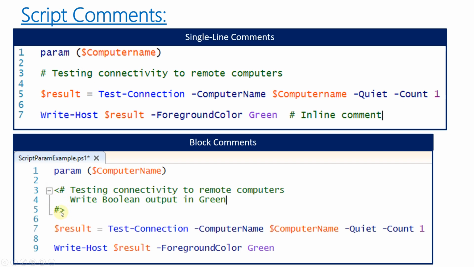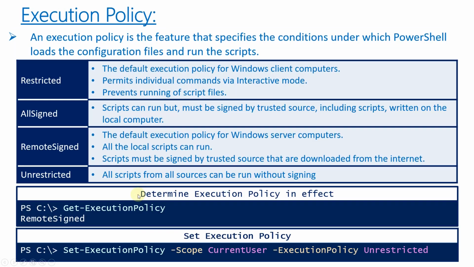So this is how we can write single line and multi-line comment in PowerShell script. Here we will discuss about execution policy. It is a feature of PowerShell, and it specifies the condition under which any PowerShell configuration file loads or PowerShell runs any script. So PowerShell has basically four types of execution policy.